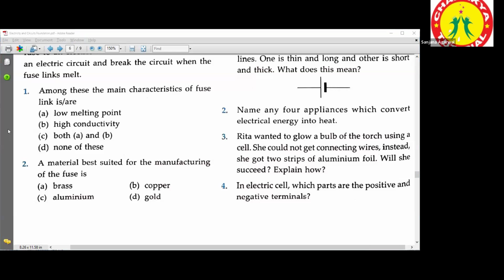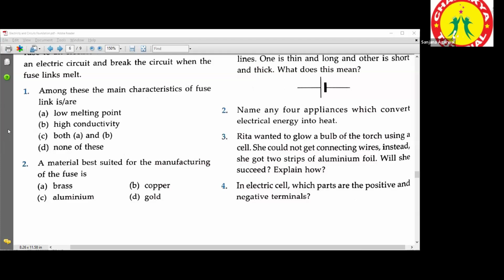First is okay for all, and second, okay. See, actually, the concept says because the fuse has to melt quickly, its melting point should be low. You can write somewhere that the fuse wire must have a low melting point because it is supposed to melt in case of excess of current.